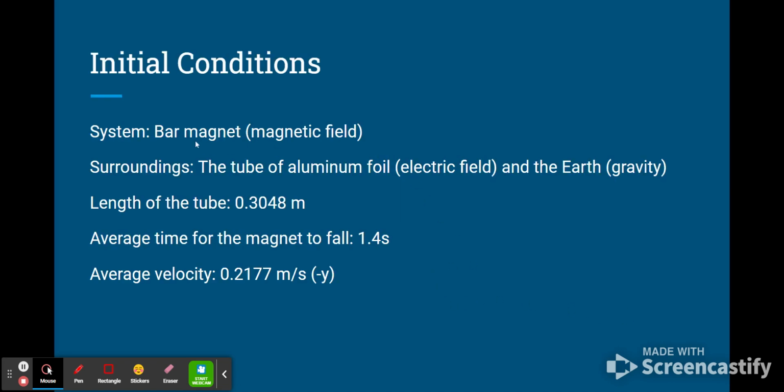Here are my initial conditions. The system is the bar magnet. Surroundings are the tube of aluminum foil and the earth. Here are my measurements for the time it took for it to fall and the length of the tube.